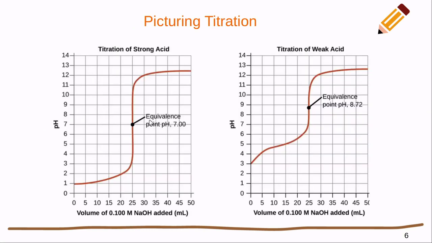One other feature I wanted to point out here is that when we had a strong acid and a strong base, our equivalence point was right around neutral, whereas when we added a strong base and we had a weak acid, the equivalence point was at a basic point. If we had a different system where we had a weak base and a strong acid, its equivalence point would have been down into the acidic region.